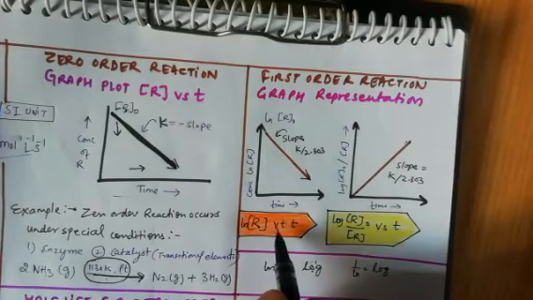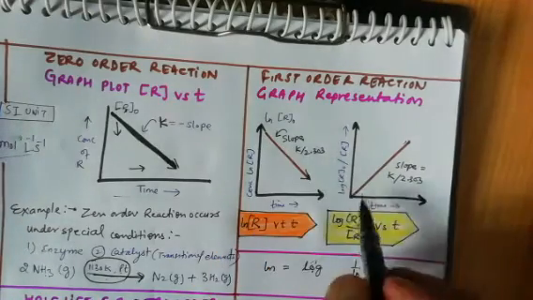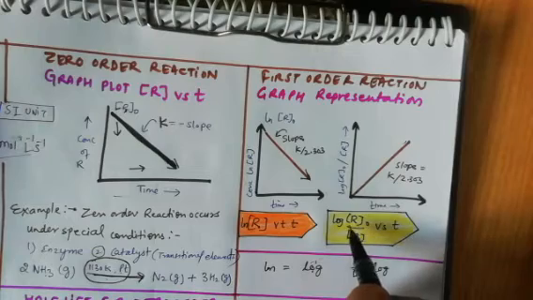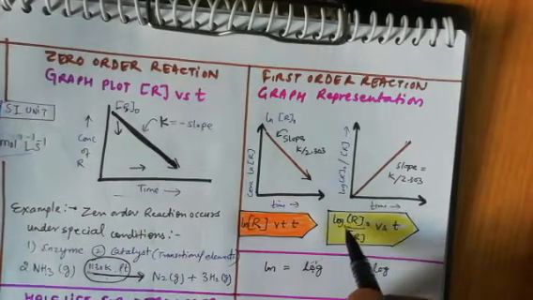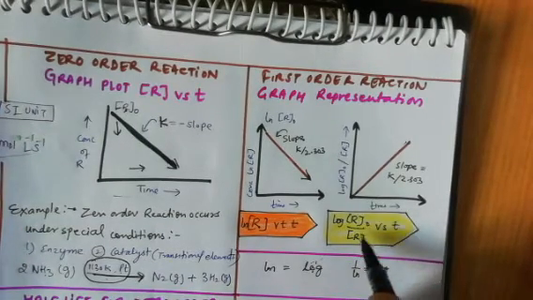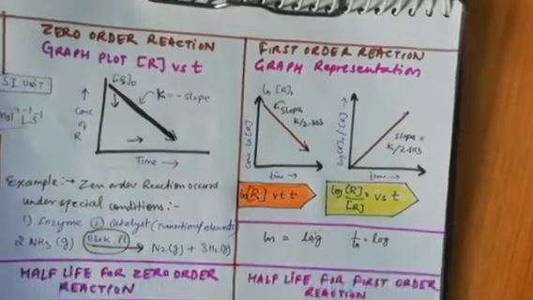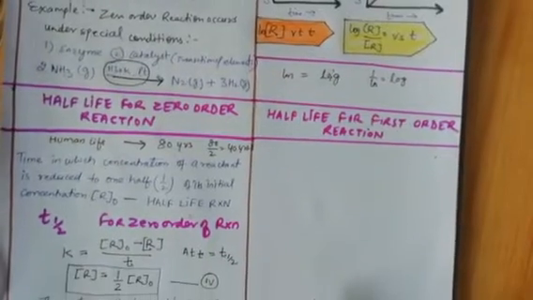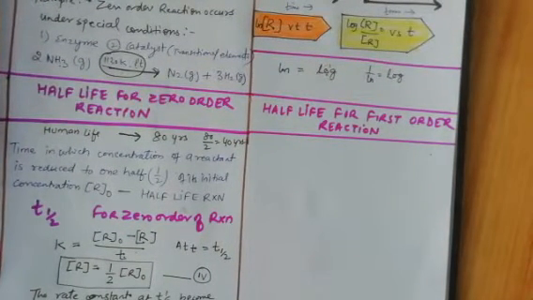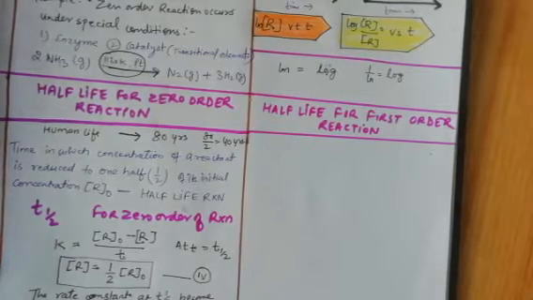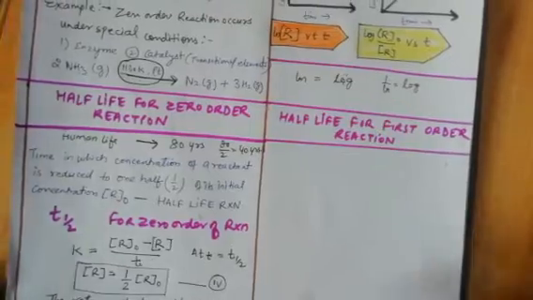Natural log of r versus t shows a downward slope, and logarithm of r naught upon r versus time shows an upward slope. Okay, so this is the graphical representation. Now we will talk about half-life for first order reaction. You very well know, yesterday also I told you what half-life is.